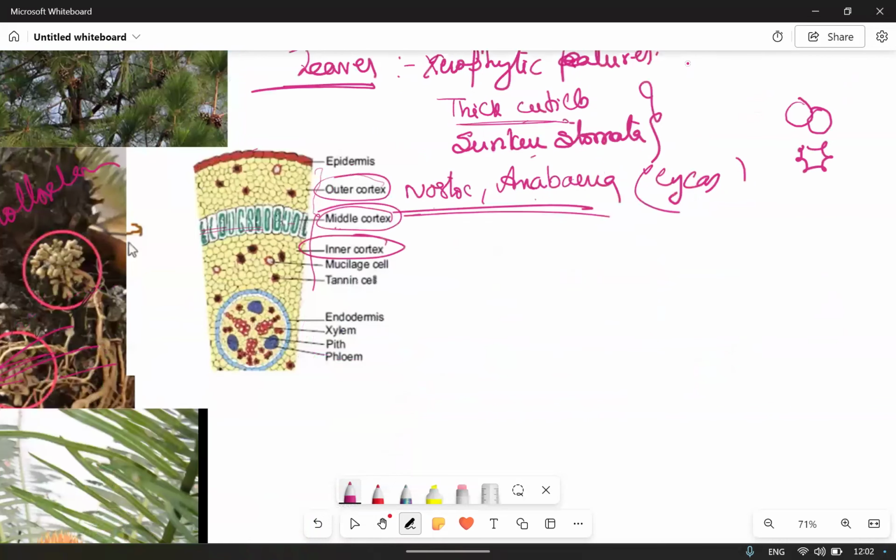Okay. So all these characters help to withstand extreme temperature, humidity, and wind.